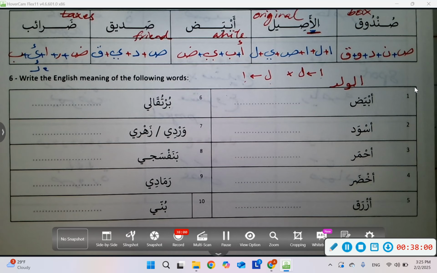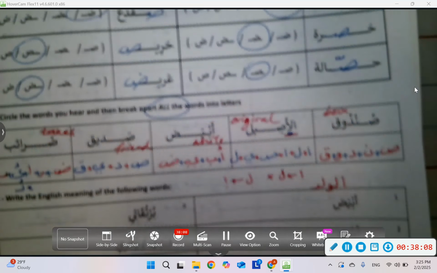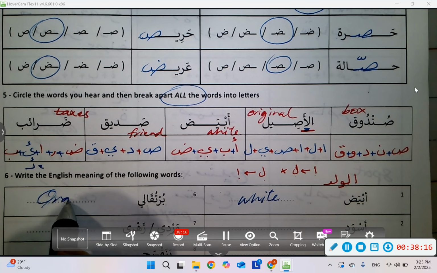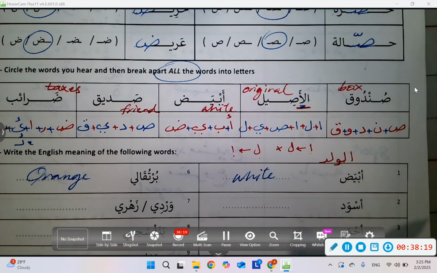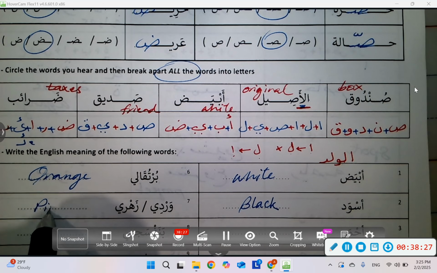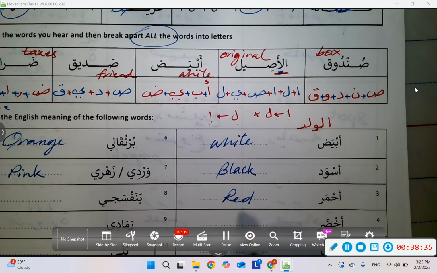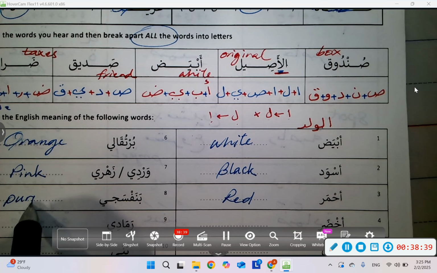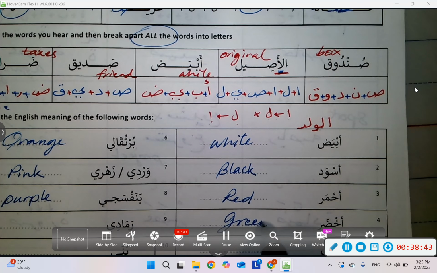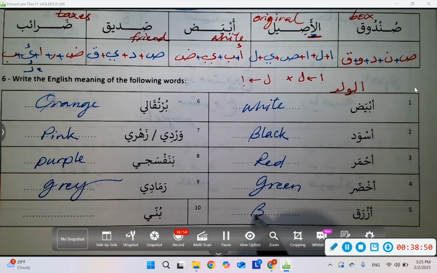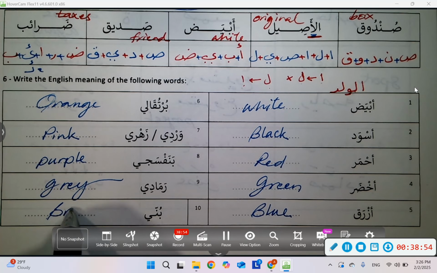Now the last question, number 6, write the English meaning of the following words. أبيض, white. برتقالي, orange. أسود, black. وردي أو زهري, pink. أحمر, red. بنفسجي, purple. أخضر, green. رمادي, gray. And أزرق, blue. Bunni is brown.